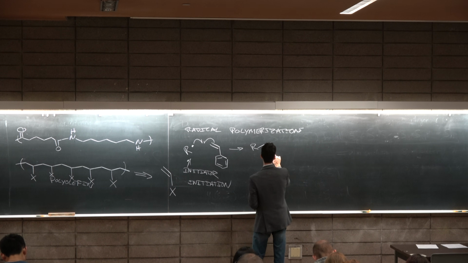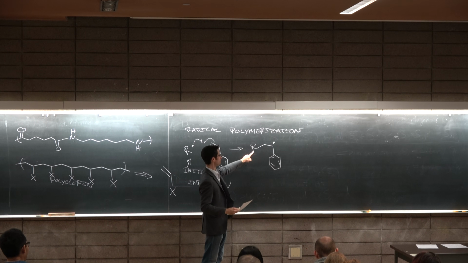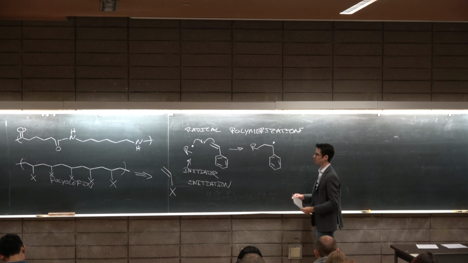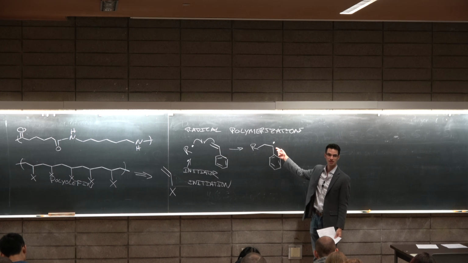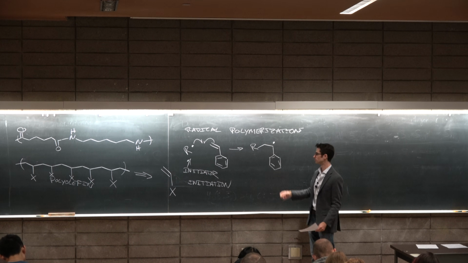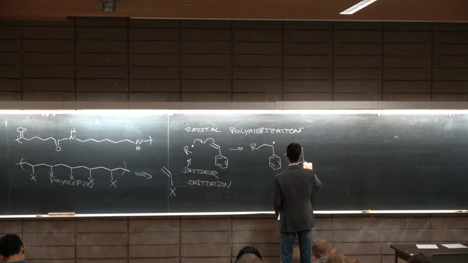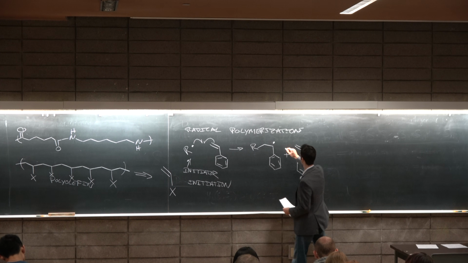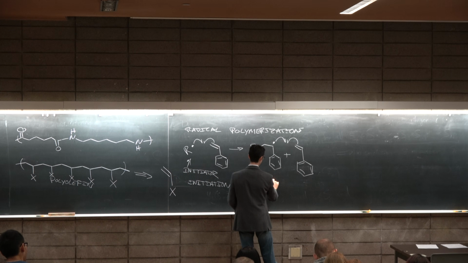Then you end up with a product that has the initiator fragment on one end and then one added monomer, but because we always have to conserve our radicals, we still have a radical, which hangs out here, which is where it's most stable, and it adds to another monomer of styrene. And this is called propagation.